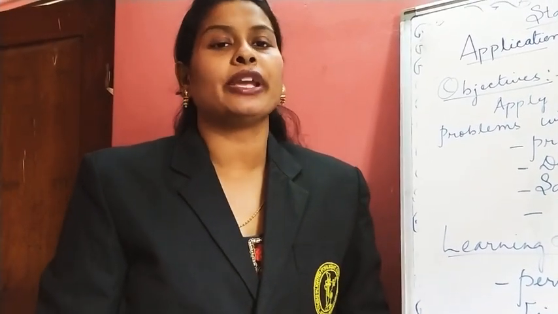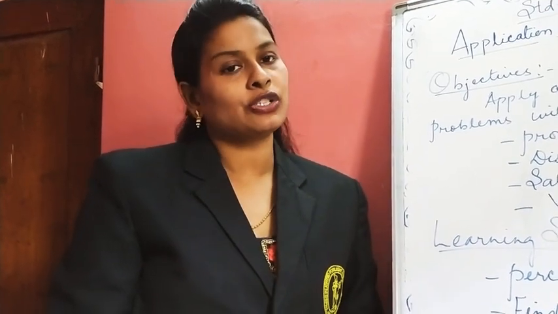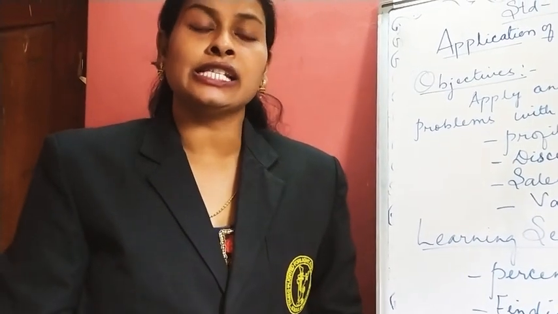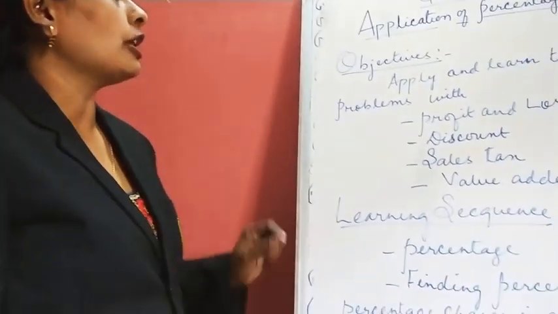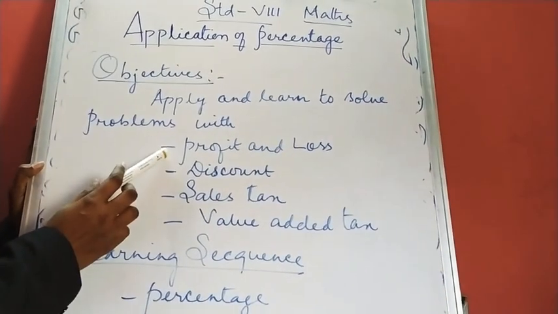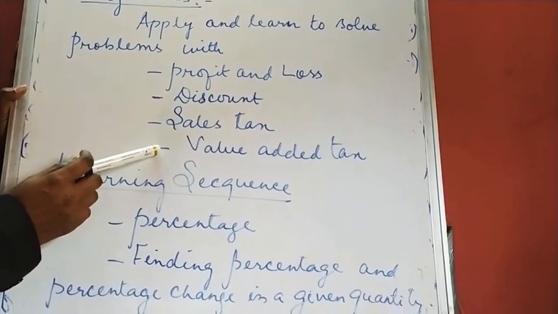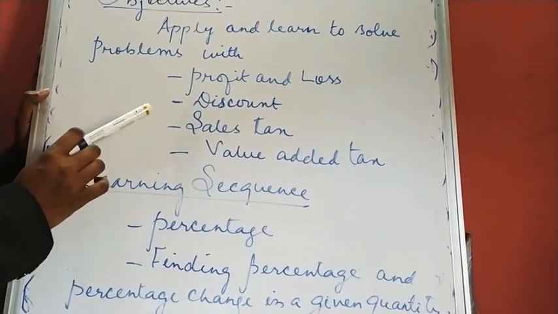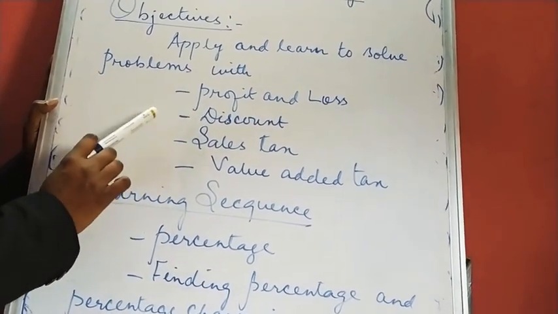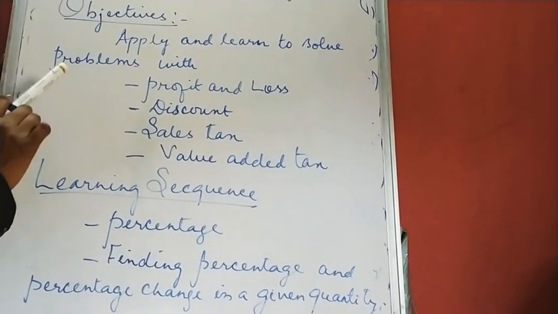Now children, before going into this lesson, let me tell you the objectives of this topic and the learning sequence for today's class. The objective of this lesson is that we will be able to apply and solve problems which deal with profit and loss, discounts, sales tax and value added tax. We will be applying the percentage concept to these problems.